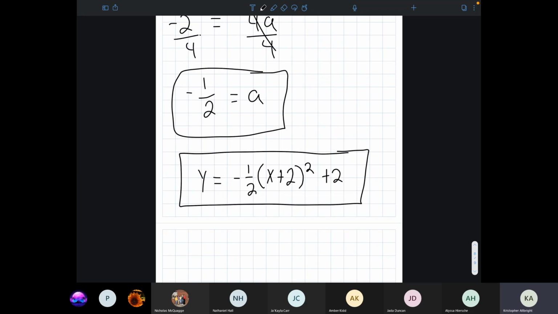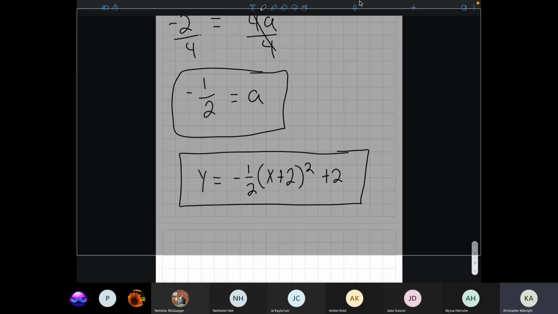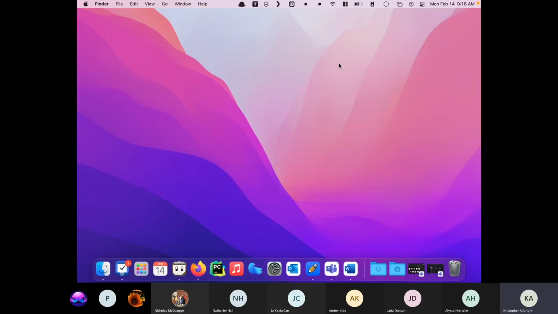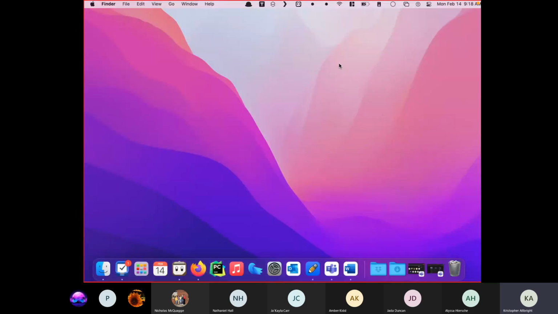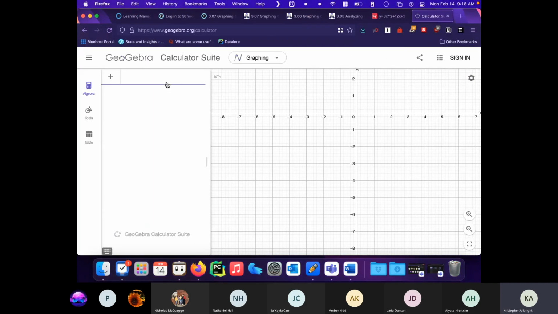Okay, so if we go to GeoGebra, we have GeoGebra right here. I'm going to paste this in, and then I'm going to press the little plus button, and it should paste an expression. Maybe I'll just press enter. And then we do 2x minus 4.